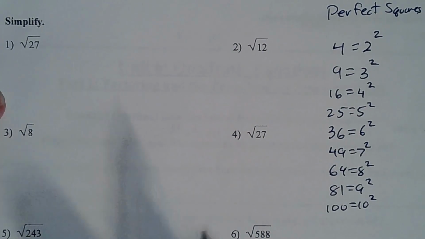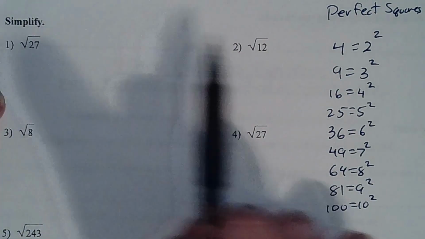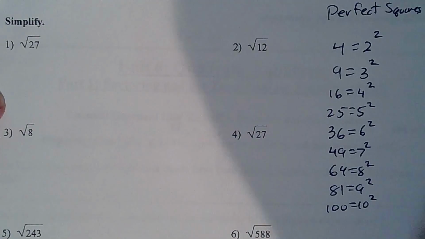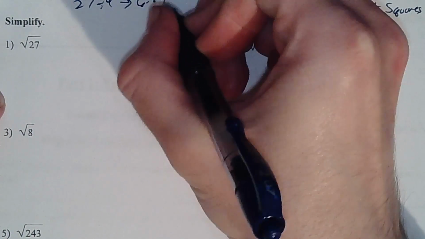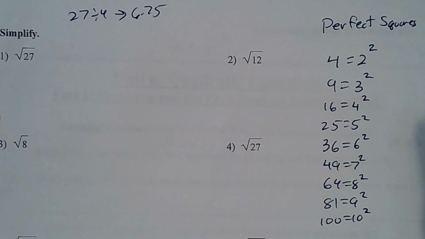So let's do it. Number 27. We're going to divide it by 4 first. We go into our calculator and we type in 27 divided by 4, and when you do that, you'll end up getting 6.75. This is not a whole number. This is no good for us, so this is actually useless.